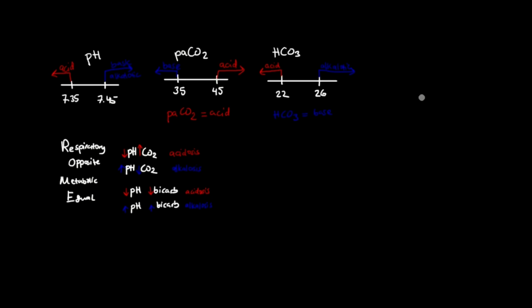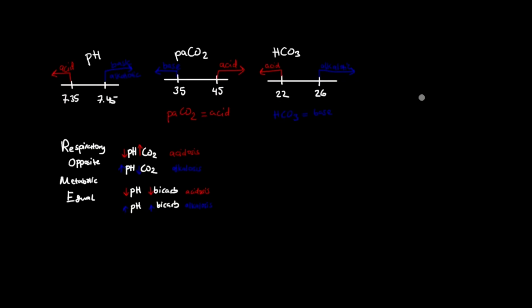Before we jump into the problems, let's do a quick refresher. When doing ABG problems, you want to look at the pH, the PaCO2, or the levels of carbon dioxide within the blood, and bicarb, or HCO3 in the blood. With pH, the normal pH is between 7.35 and 7.45. If the pH is less than 7.35, we are in a state of acidosis. If the pH is greater than 7.45, we are in a state of alkalosis.